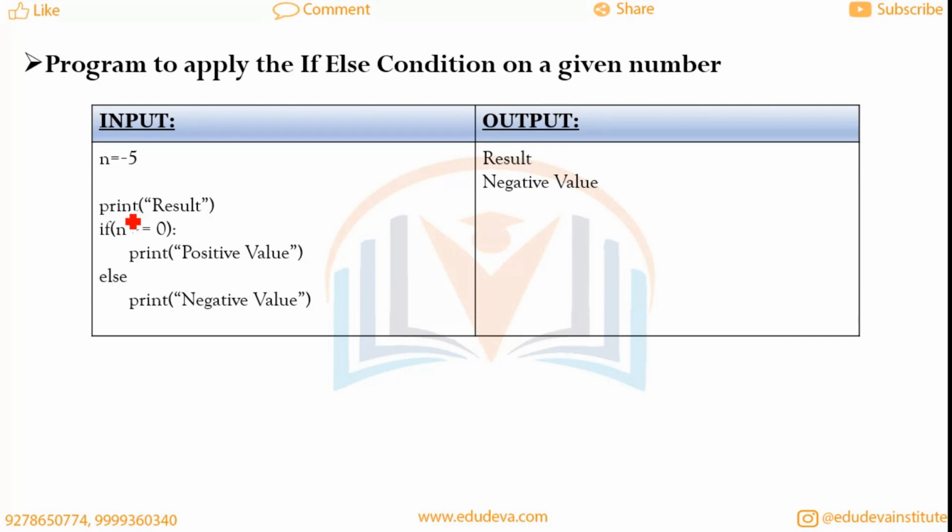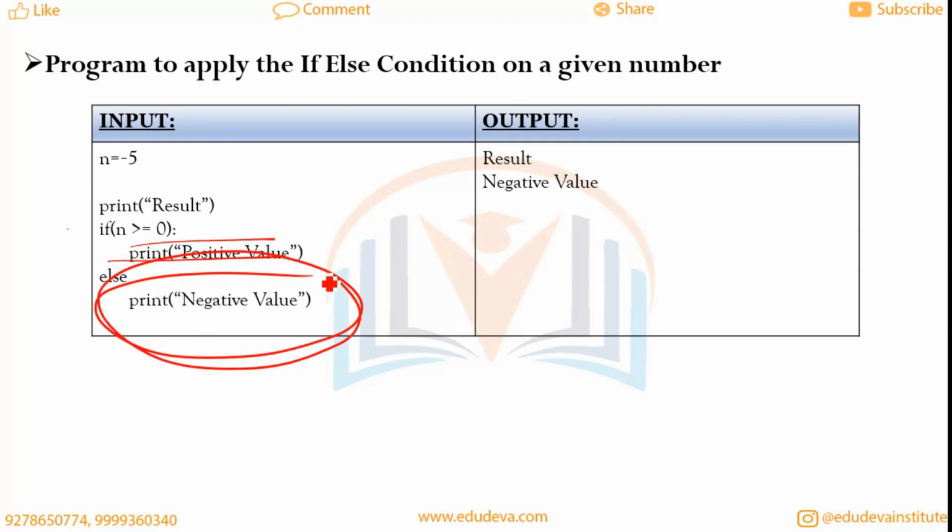So what we have learned is, as the given condition is false, we will just leave the statement given under the if condition, and we will execute the statement given under else. So we will just print negative value.